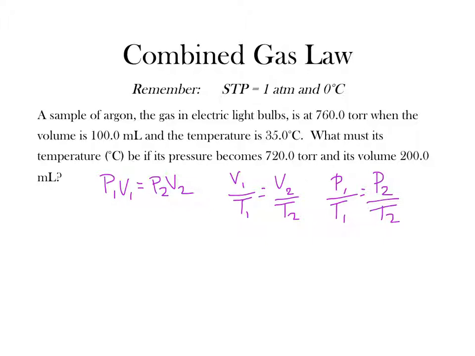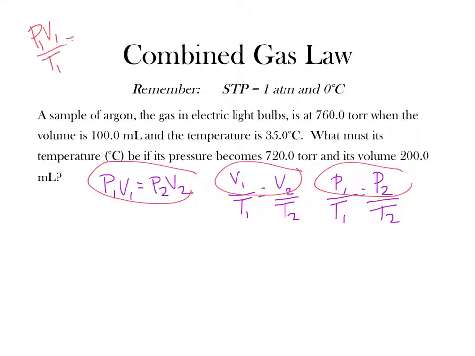So there's nothing held constant, no pressure, no temperature, no volume. Notice that pressure and volume are both on the top above temperature, and notice that pressure and volume can be multiplied together. So we can actually combine all three of these equations to end up with P1V1 over T1 equals P2V2 over T2. And there's our final combined gas law.